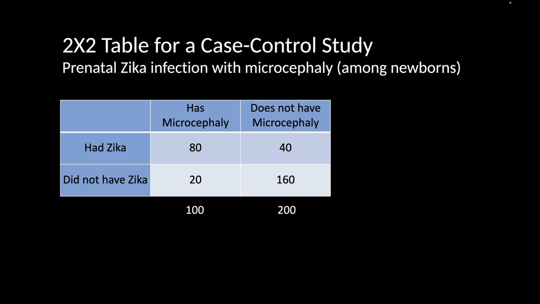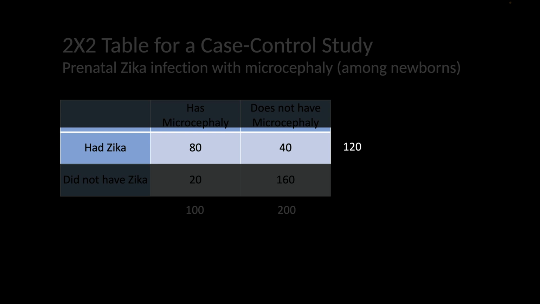So here I've got my 2x2 table where you've got 80 infants born with microcephaly whose mothers had Zika and 20 who didn't. And then 40 who didn't have microcephaly who had Zika, and 160 who didn't. Again, I've made up these numbers a little bit. But I want you to remember in my last table, my 2x2 table of the cohort trial, the way I measured risk was to go across. I would look at the Zika arm, the exposed arm, and look at all of the people who could potentially have had the outcome and divide that by the people who did in fact have the outcome.